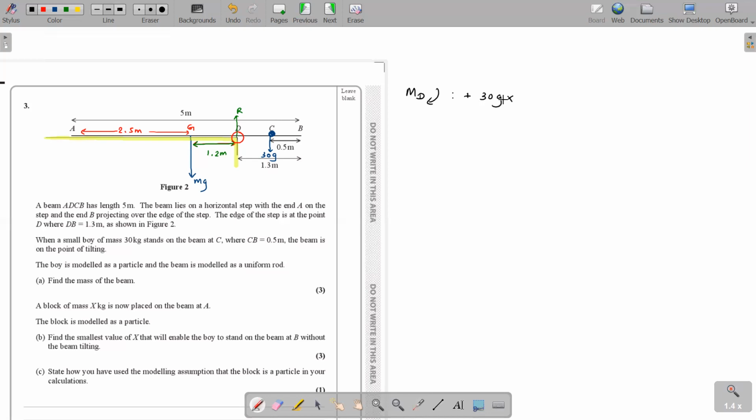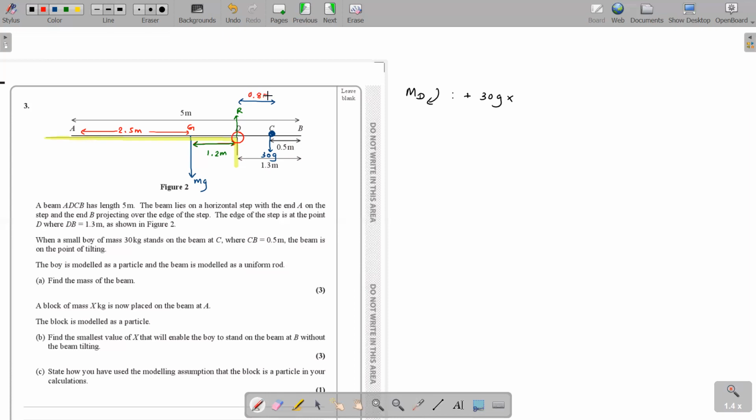30G multiplied by the perpendicular distance between D and C. I think you'll have to find it, right? Can I know the perpendicular distance between D and C? What is the perpendicular distance between DC? How do you get it? From 1.3, you subtract 0.5. So from 1.3, when you subtract 0.5, how much is it?